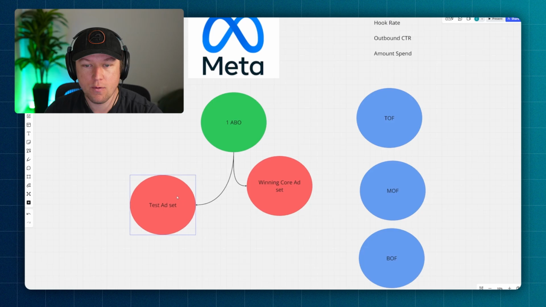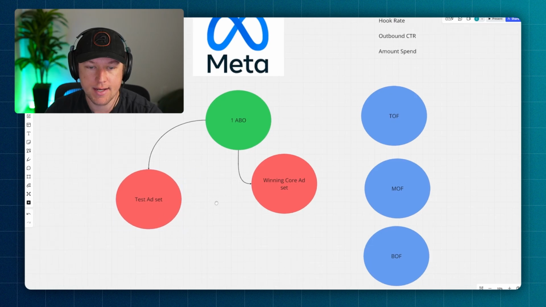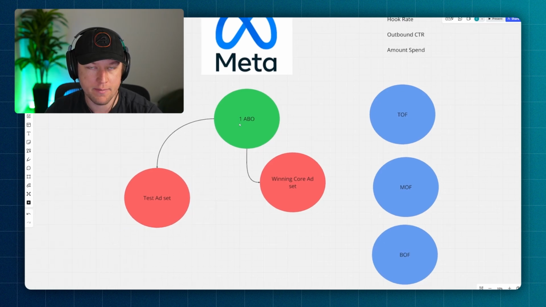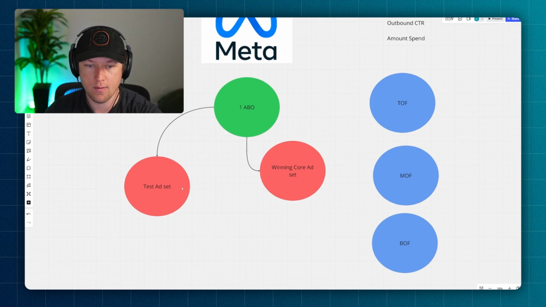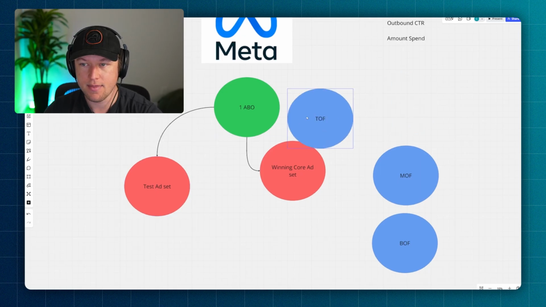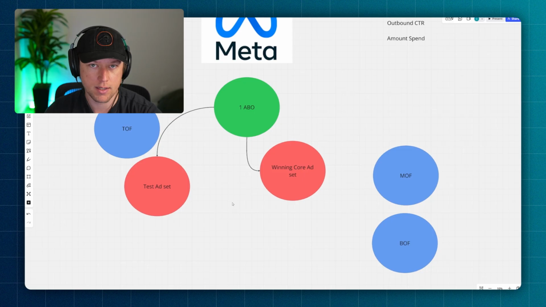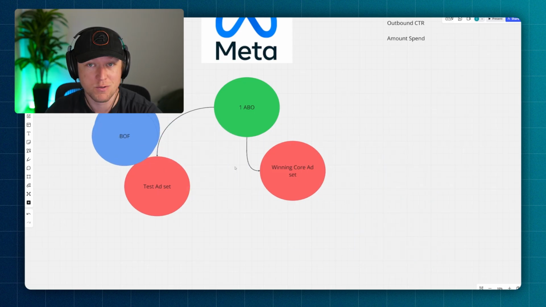Now, if I were to run a testing ad set inside of one ABO campaign along with a winning core ad set, so I have the ones that I'm throwing in that are newly batched, and then I have the original core campaign, the issue you're going to run into is that when you launch these ads, they might serve to a top of funnel audience, or a middle of funnel audience, or a bottom of funnel audience. You have no idea. Even if you have a founder's video in here, it could still technically serve to a bottom of funnel audience.